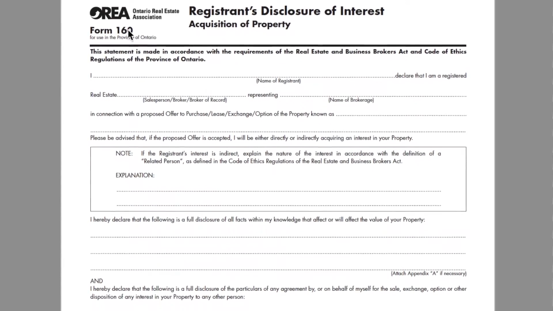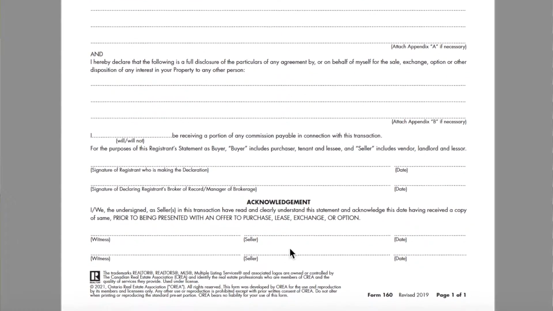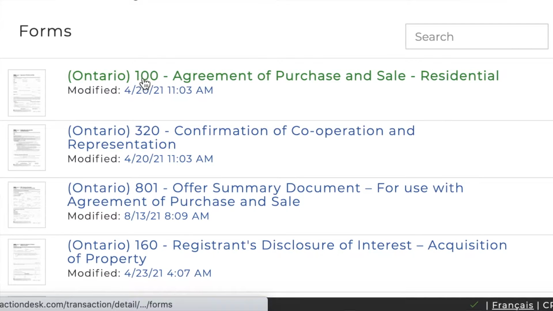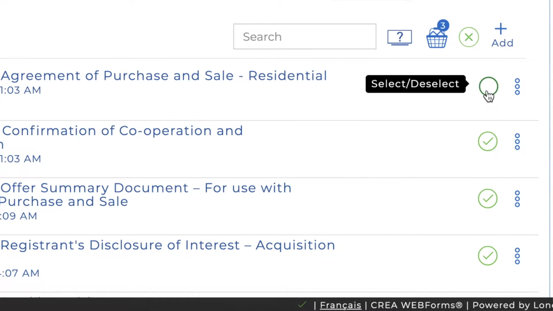Okay, so we'll get into how we fill these forms out, but first I want to show you both the scenarios you're going to use these forms. As the cooperating agent on the buy side, using the Form 160, you will include this signed form when presenting an offer to the listing agent. This form will go with the Agreement of Purchase and Sale, Form 100, the Confirmation of Cooperation and Representation, Form 320, and your offer summary document, Form 801. You can either merge these documents in web forms before sending them to the listing agent, or just keep them separate.